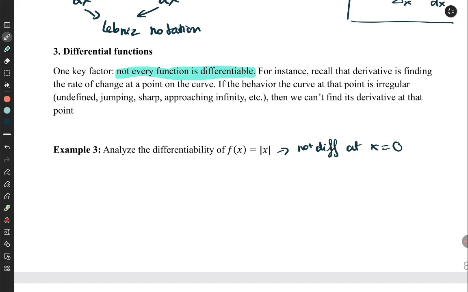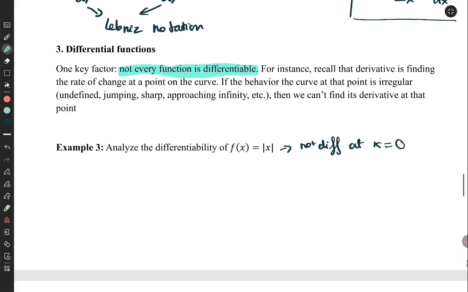For example, recall that the derivative is finding the rate of change, right? The behavior of a function at a point on the curve or everywhere. If the behavior at that point is irregular, what does irregular mean? It means it's undefined, jumping, a sharp corner, which is this case right here. That is a sharp case. Or approaching infinity, then you cannot find the derivative.